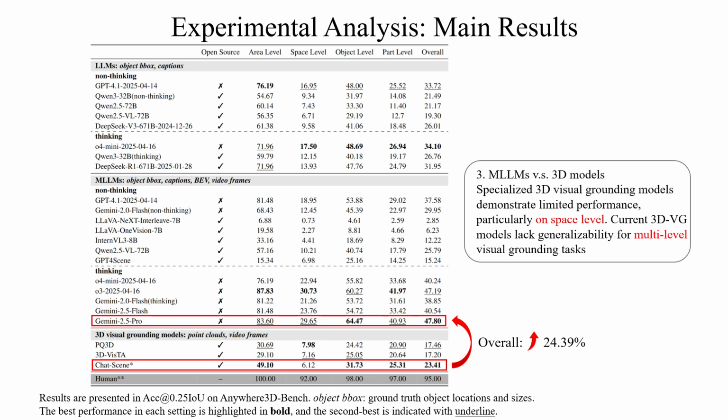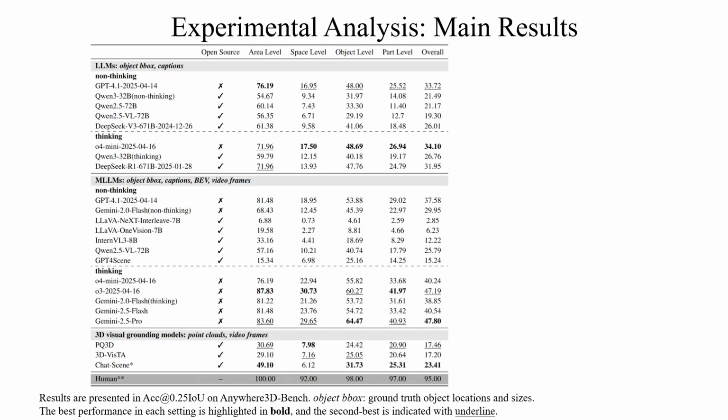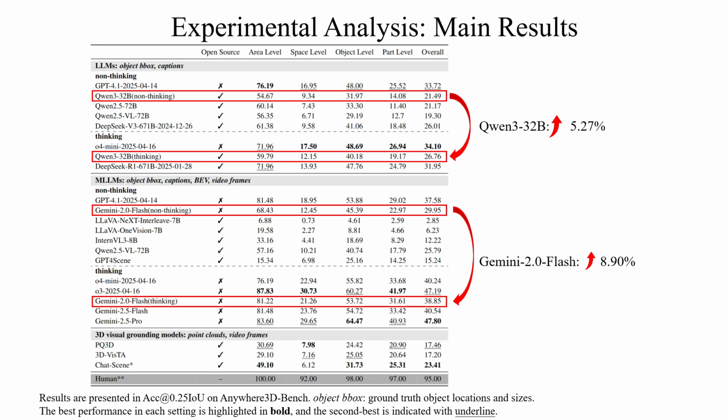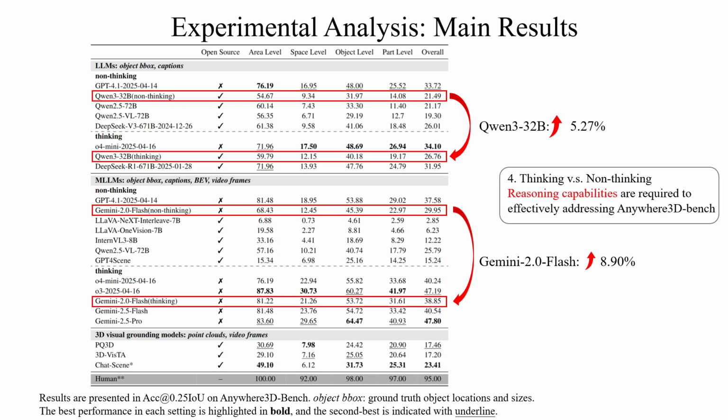In both the LLM and MLLM settings, models equipped with reasoning capabilities consistently outperform their non-reasoning counterparts. These results highlight the critical role of reasoning abilities in effectively addressing our benchmark.